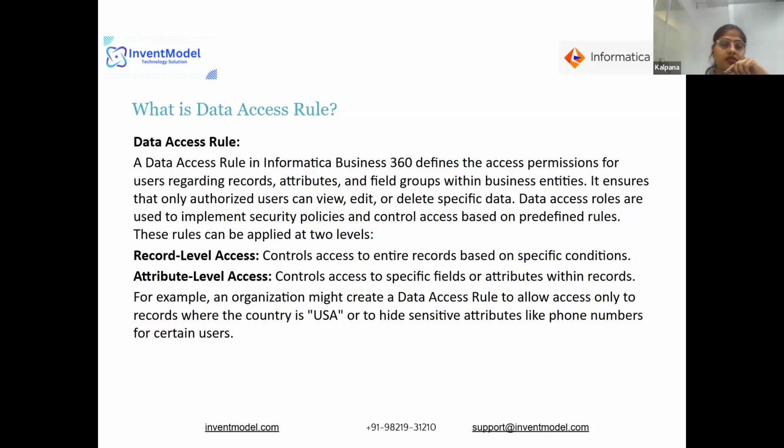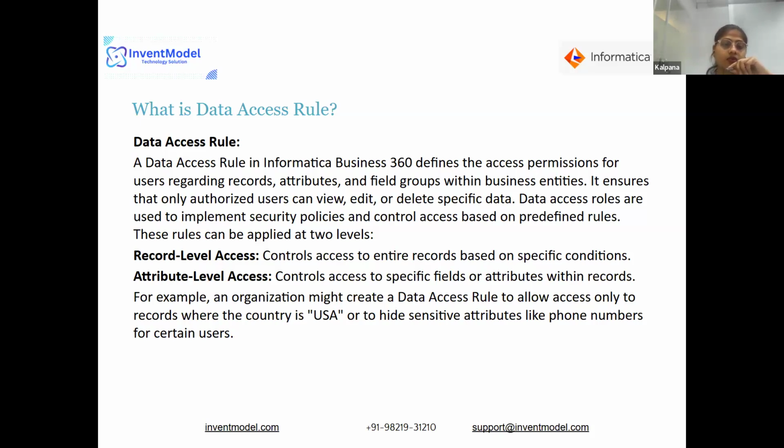By the name, we can understand what a record is. Record means lines we have, rows we have. On the basis of rows, on the basis of lines, we can access the data. It controls the entire records based on specific conditions, like first name, last name, mobile number, address. On the basis of those things, we can access our data.